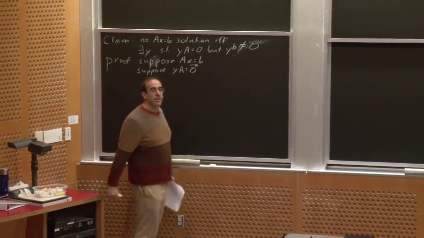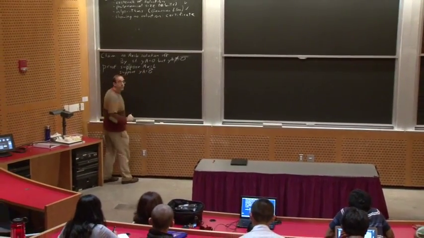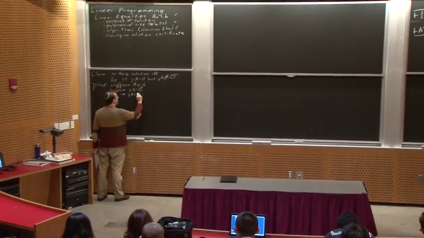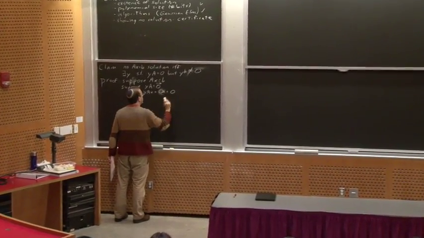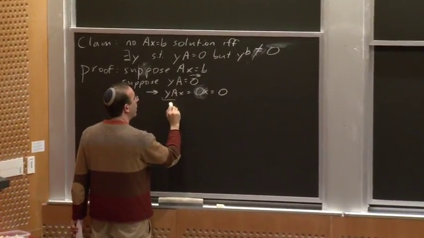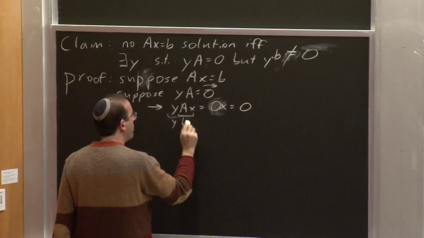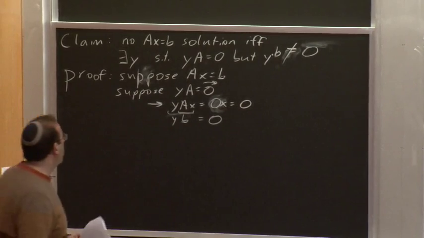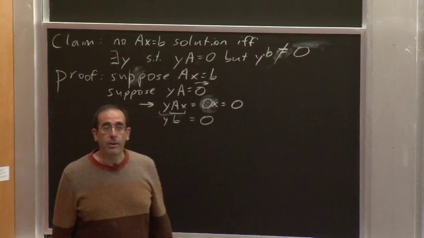Well, yes, go ahead. Just multiply both sides by y, right? So I have this ax equals b. So I can conclude that ya times x is equal to b times x, is equal to 0 times x, right? But what's ya times x? Well, we said that ax is equal to b. So here we have yb. And that's going to be equal to 0. Okay. So ya equals 0 will imply that yb equals 0, and so you will not be able to satisfy both of these conditions at once.